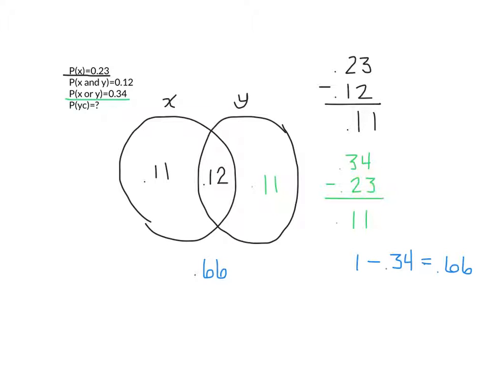So now to my question. What is the probability that it's not in Y? Well, the numbers or probabilities that are not in Y would be this 0.11 and this 0.66. The 0.12 and the other 0.11 are in Y, so they are not a part of the complement of Y. So to answer this question, we just take those two probabilities, 0.11 and 0.66, and add them to get the probability that they're not in Y.